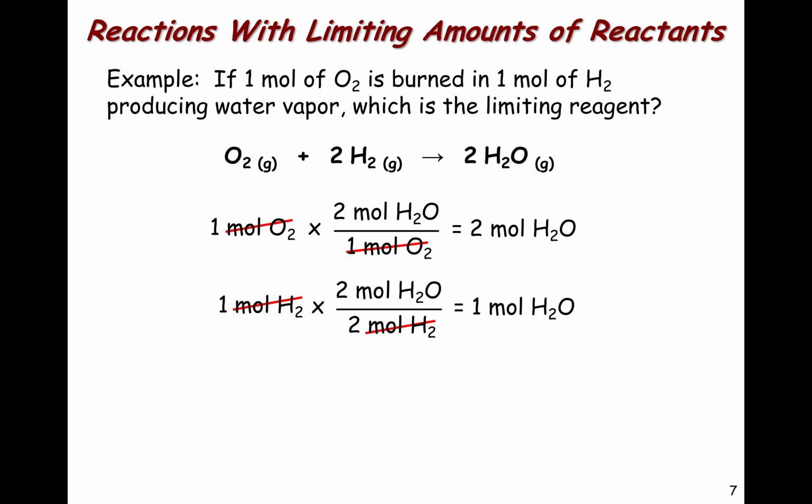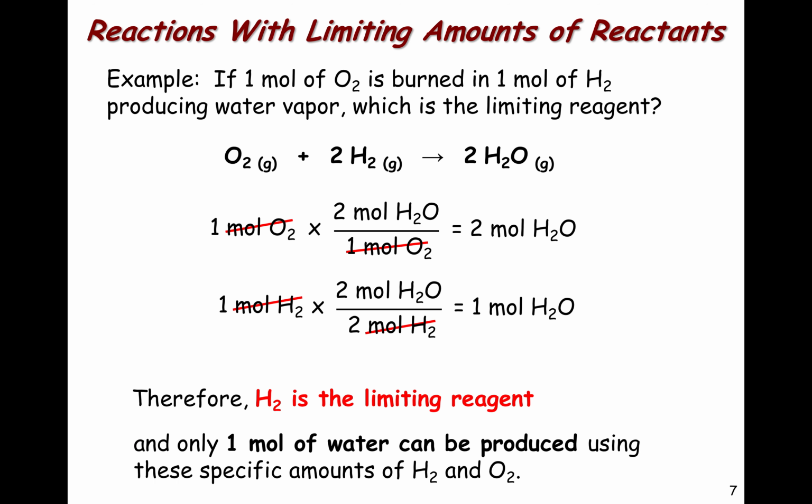The smaller of these two quantities from the calculations will tell us the identity of the limiting reagent. And so it turns out that the hydrogen will be consumed first and therefore is the limiting reagent. And the maximum amount of water that would be produced would be 1 mole. And in other words, the O2 is in excess.